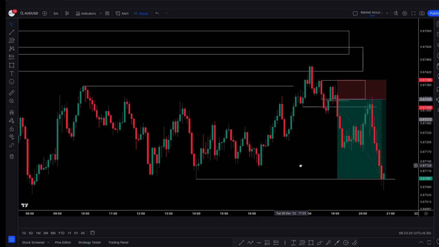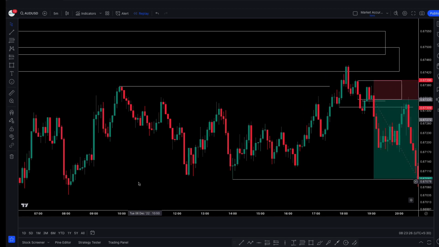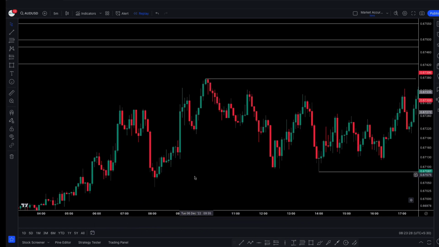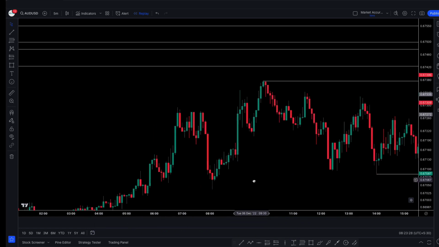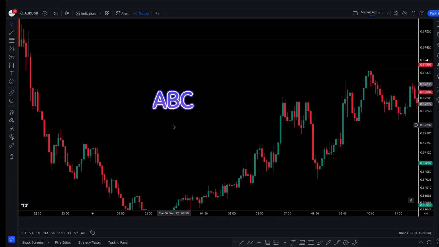This is what I want to teach you guys. If you backtest this and learn this thing, I guarantee you, you're going to become so powerful in trading that it's insane. Okay, I would actually put it here because it's so close. You just combine a POI with ABC formations, and it's going to work like a charm.